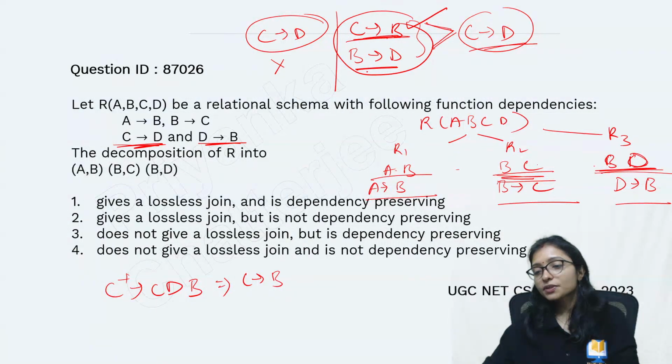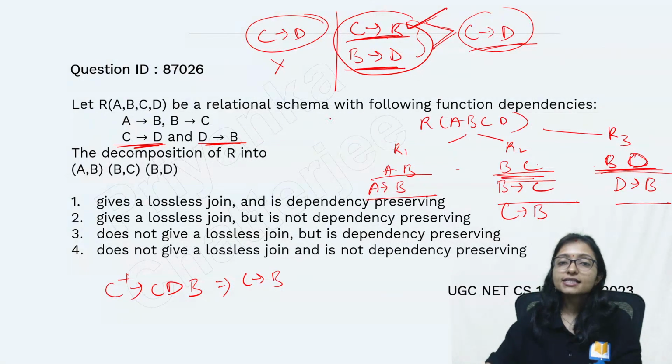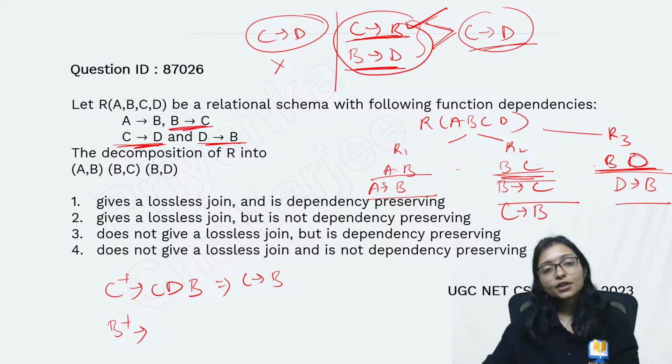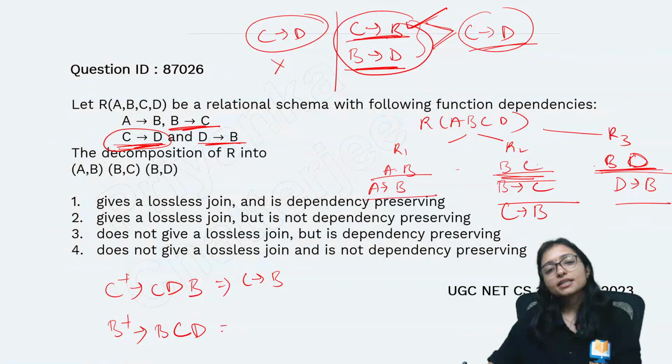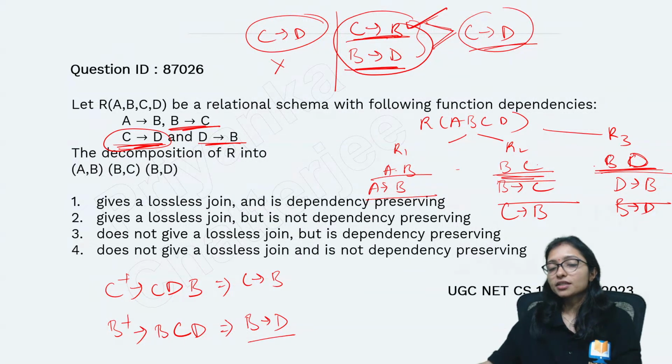C implies B is present here, right? So you can see that yes, C implies B is present. Now I will check whether B implies D is present or not by doing B closure. B to C, and C to D. That means from here also I can find out B implies D is present.